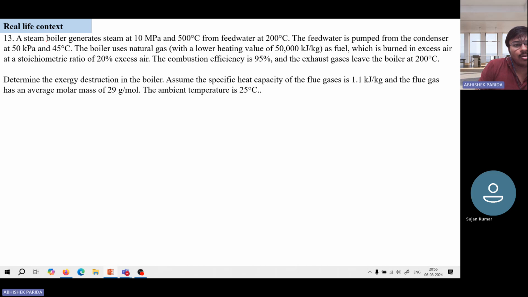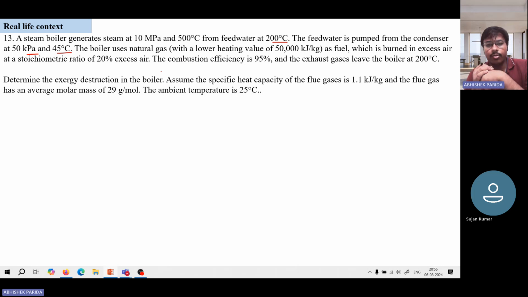Okay. So it is saying that a steam boiler generates steam at 10 megapascal and 500 degrees Celsius from feed water at 200 degrees Celsius. The feed water is pumped from the condenser at 50 kilopascal and 45 degrees Celsius. The boiler uses natural gas with a given lower heating value, which is burnt with a stoichiometric ratio of 20% excess air. The combustion efficiency is 95%, and the exhaust gases leave the boiler at 200 degrees Celsius. Determine the exergy destruction in the boiler.